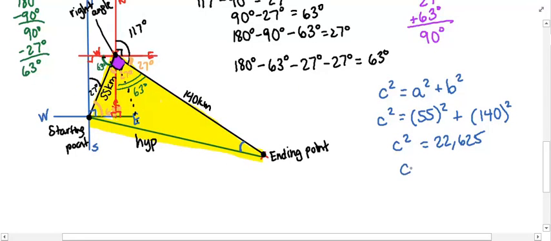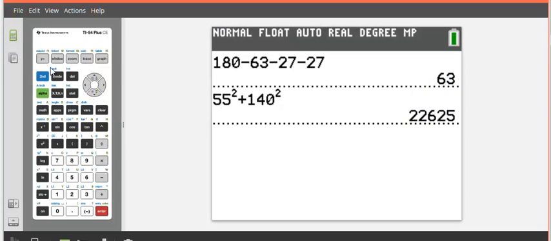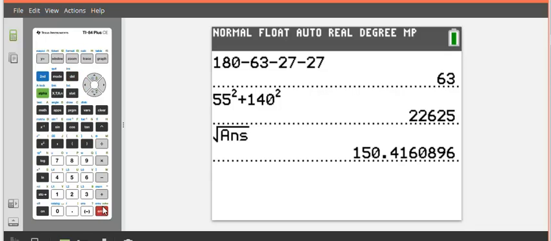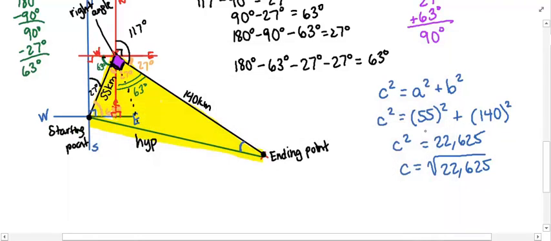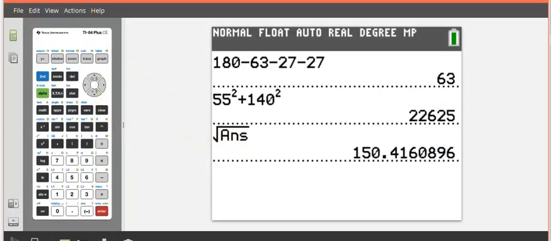And so if we want to solve for the hypotenuse itself, we just need to take the square root of both sides. We can only do the positive square root because the hypotenuse cannot be negative. Let's see what this turns out to be. If I take the square root of this answer, we are going to get this value. I will write the full decimal expansion for your notes. So this is going to be approximately 150.4160896.